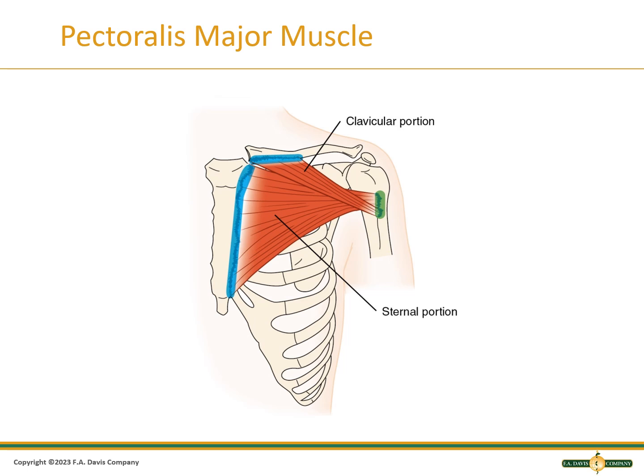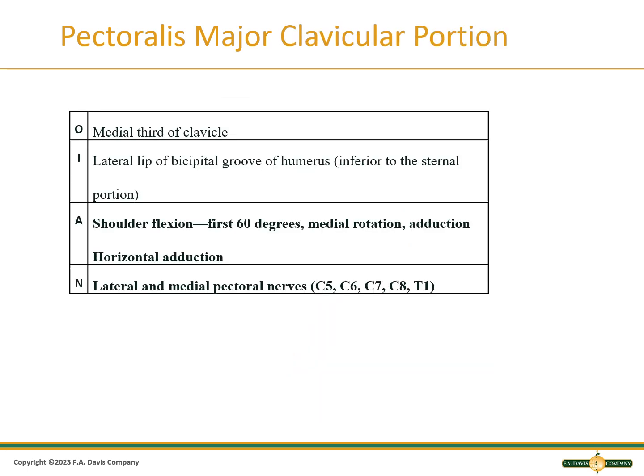Pectoralis major is an anterior shoulder muscle, and we can see here that we have a sternal portion which attaches to the sternum and a clavicular portion which attaches to the clavicle. The origin of the clavicular portion is the medial third of the clavicle, and it inserts on the lateral lip of the bicipital groove of the humerus inferior to the sternal portion. So these muscles cross each other. We have a more superior origin for our clavicular portion with a more inferior insertion compared to our sternal head that has a more inferior origin and superior insertion.